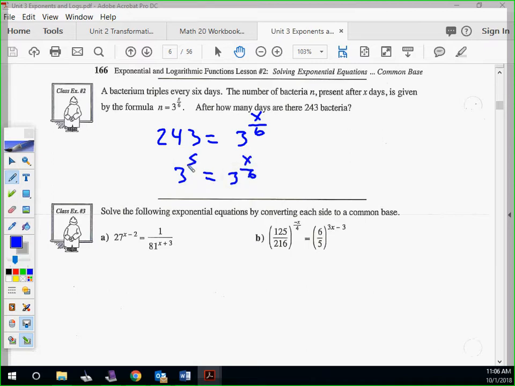3, 3. So 5 equals x over 6. How do we get rid of the 6? Times it by 6. You guys see, oh no, word problem. That wasn't bad. 30 equals x, which signifies 30 days till the bacterium is at 243.